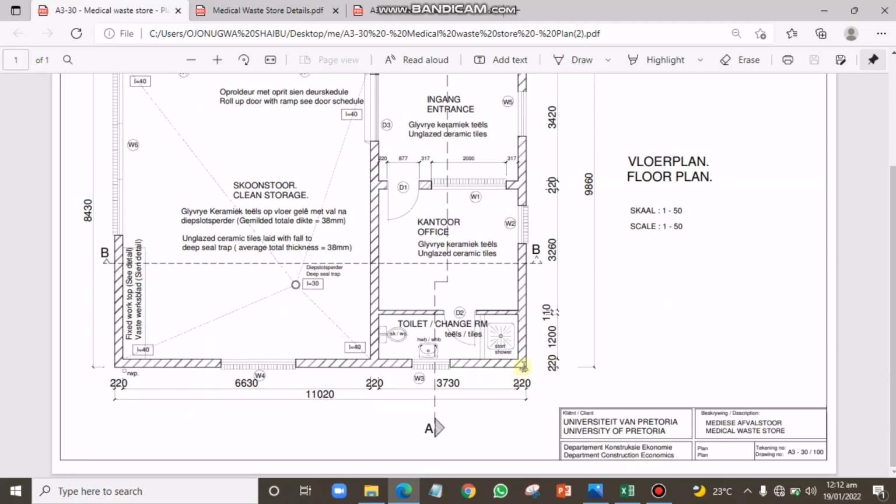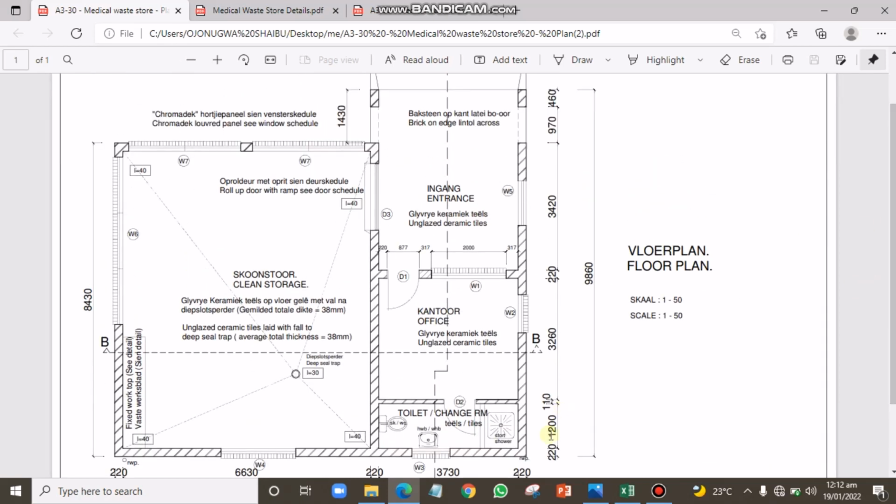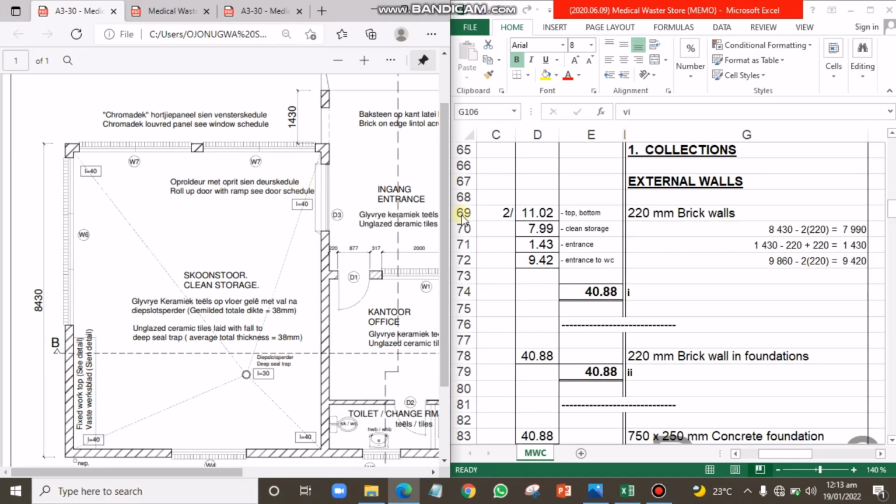Then you move downward to this place, and you can see we have the overall length of 11,020 millimeters, while the overall width from this point to this point here is 9,860. For this recess, we have this shorter part of the floor plan as 1,430, while this other part is 8,430. So this is what we have on the floor plan. Now in the collection, the first thing to do is to pick out the total girths for the external wall.